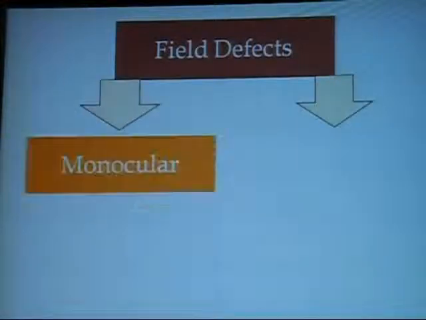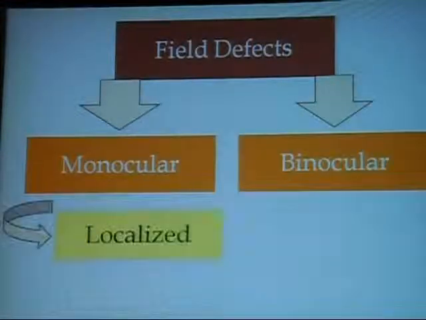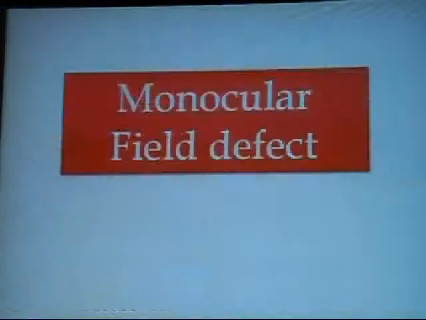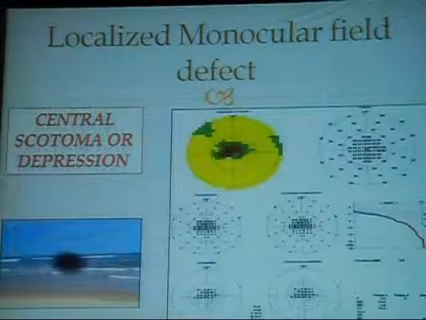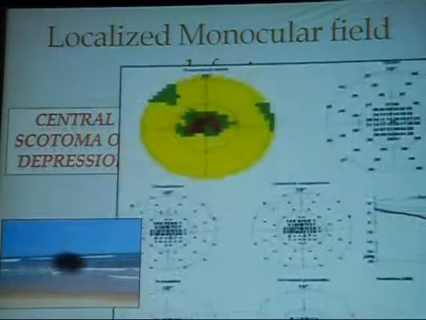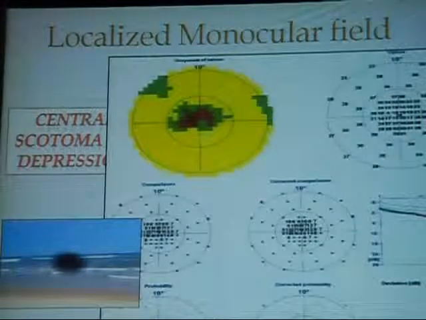We can classify visual field defects into localized field defects, generalized monocular field defects, and binocular field defects. Monocular field defects could be either localized or generalized defects. When we talk about monocular field defects, we start with central scotoma or depression, which involves the central 10 degrees of the visual field printout like this.